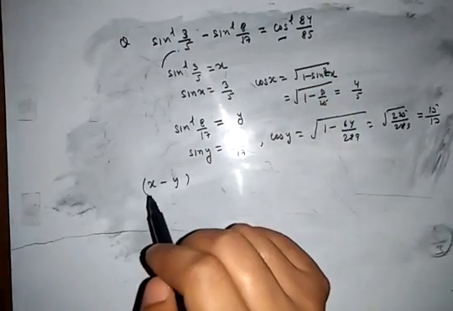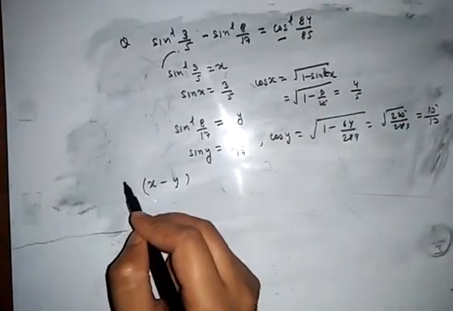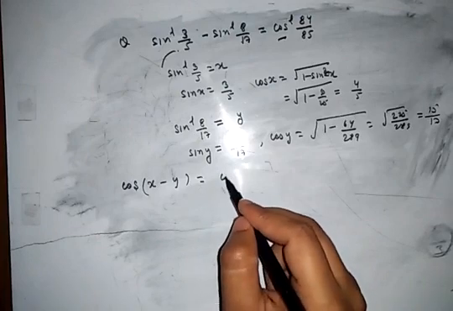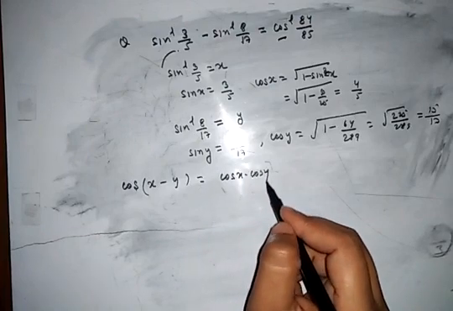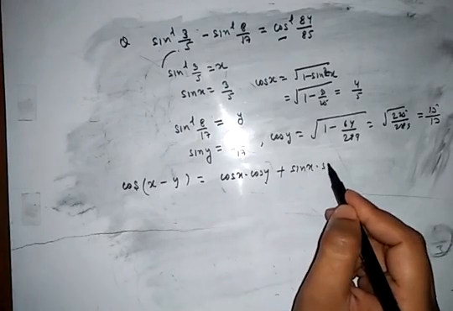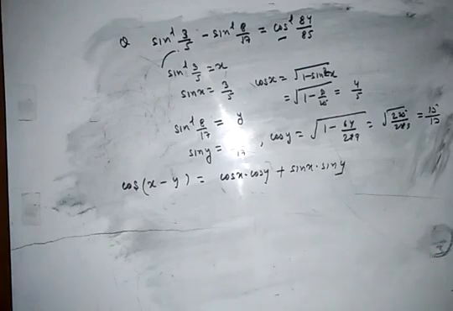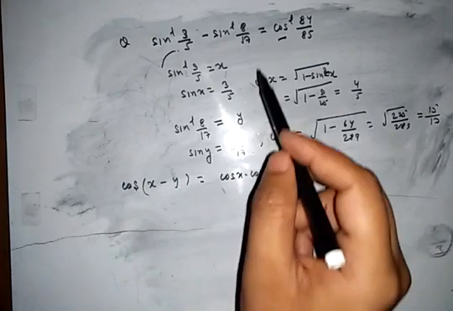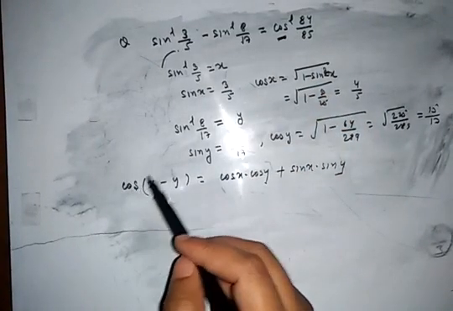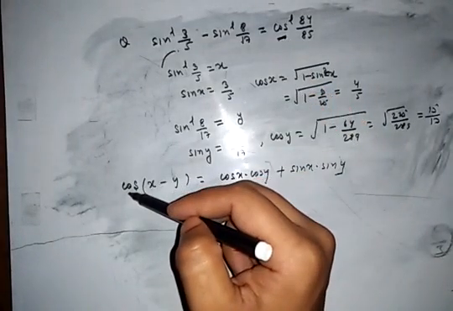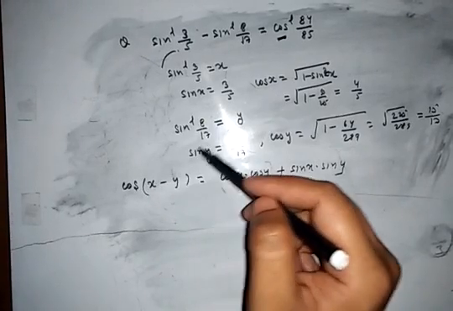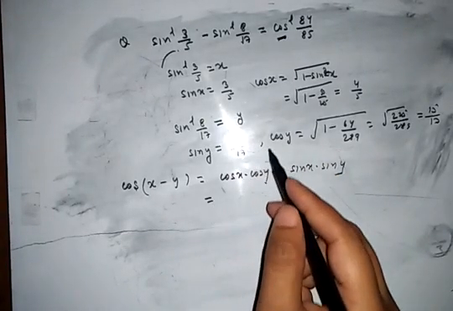This is given in the cos form, so you will take the cos of x minus y. You will get cos x into cos y plus sine x into sine y. You could take sine also, but this question is given in cos inverse, that's why I have taken cos. If sine were given, then we could take sine inverse. Okay, so put in the values.